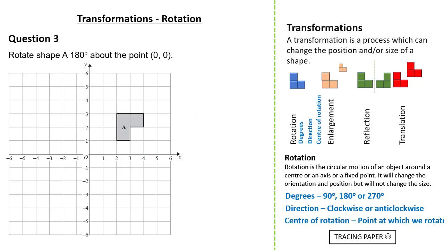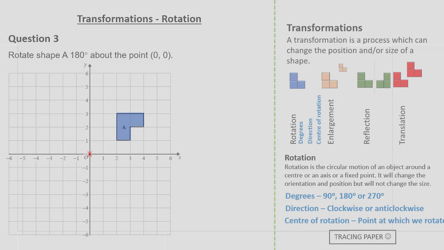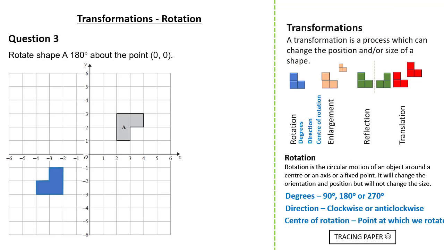Just like before, let's get our tracing paper and trace our object and image. From here, we simply put our pen point at the center of rotation and we rotate our tracing paper 180 degrees. Then we press down really hard, or you can remember the coordinates of the vertices. Then removing our tracing paper, our answer is clearly laid down on our coordinate graph.